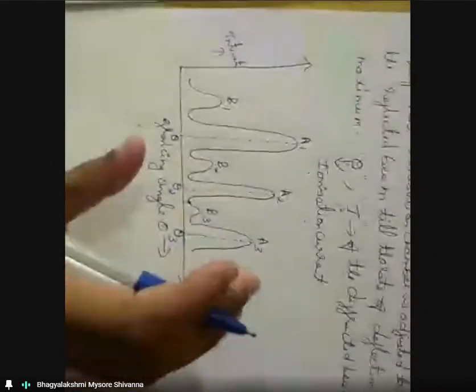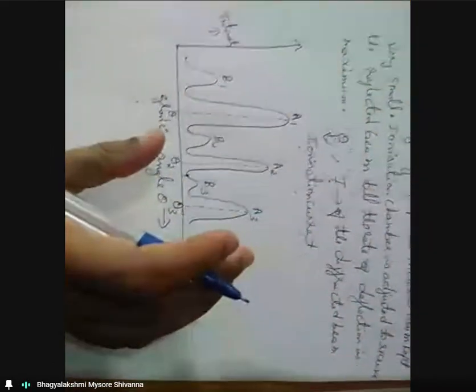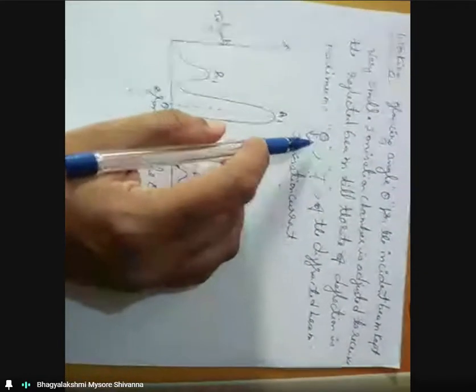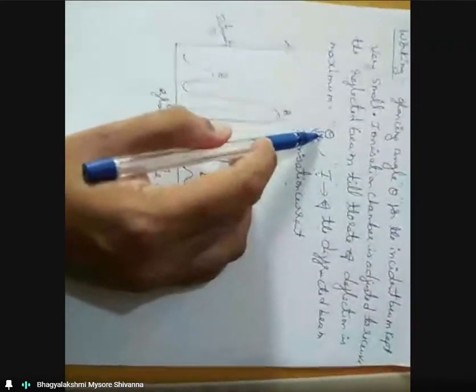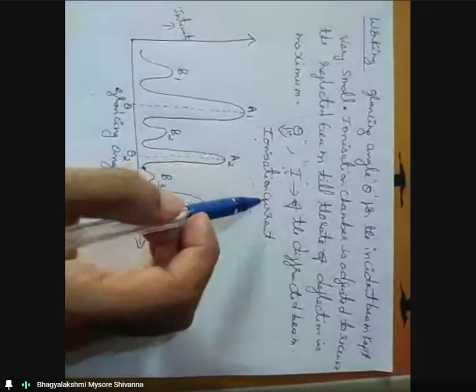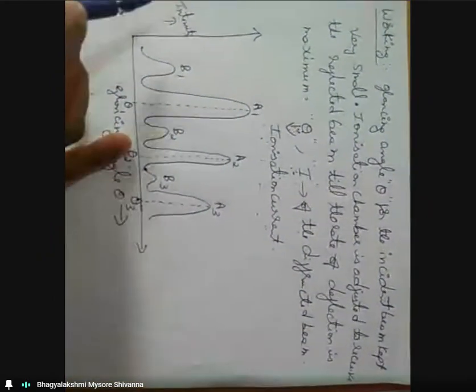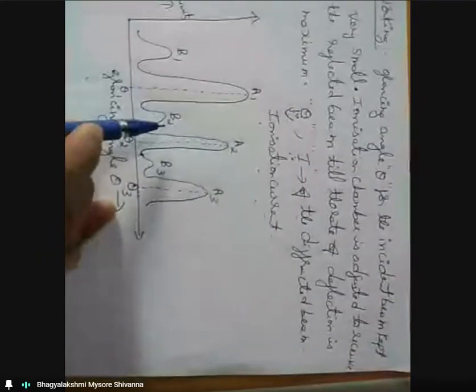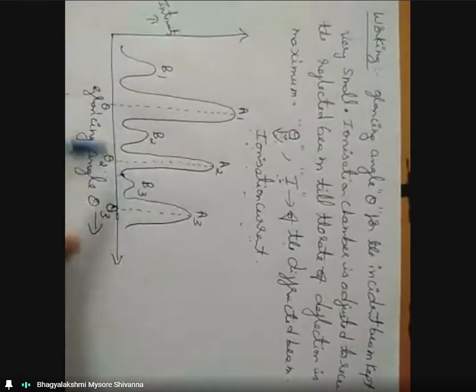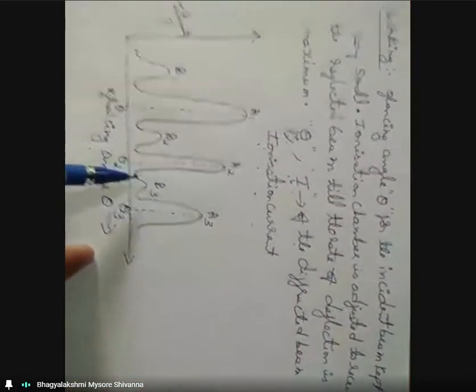By rotating the table, the glancing angle is increased in equal steps, and for each theta the ionization current is obtained. Then we plot a graph of glancing angle versus intensity, and we get the graph shown in this figure. It is also known as the X-ray spectrum.